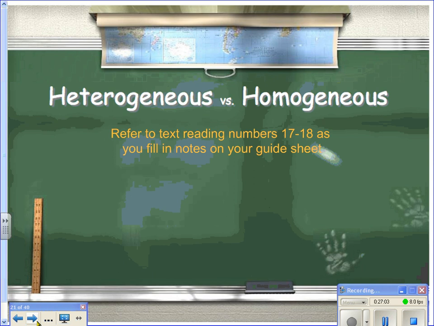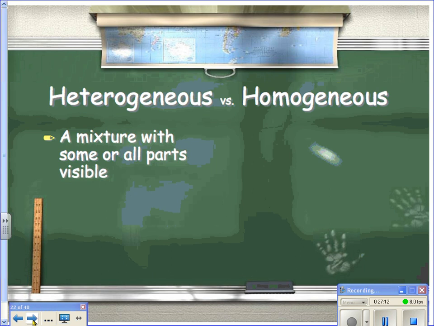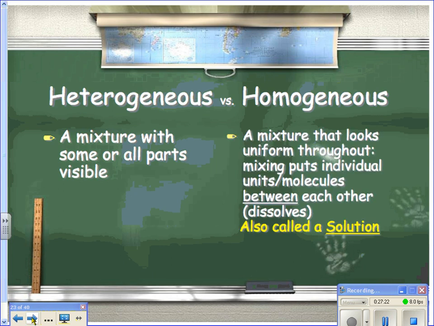All right, let's take a look at heterogeneous versus homogeneous. Refer to your text reading numbers 17 through 18 as you fill in notes on your guide sheet. So, a heterogeneous mixture is a mixture with some or all of the parts visible. Some or all of the parts are visible. A homogeneous mixture is a mixture that looks uniform throughout. Mixing puts individual units or molecules between each other. Another word for that is it dissolves. It is also called a solution.